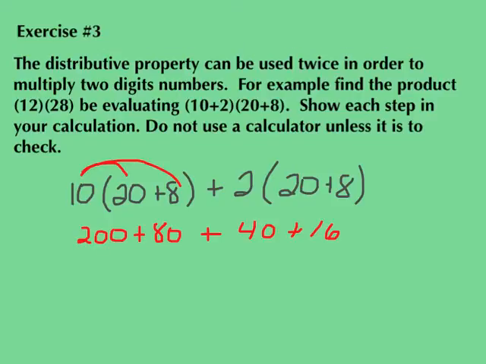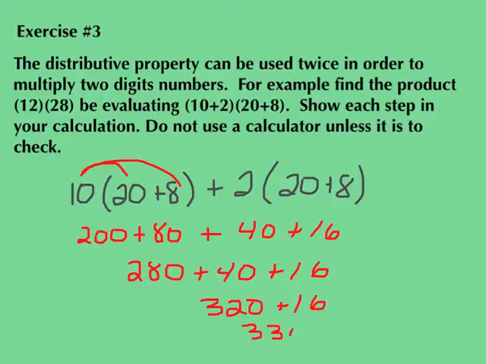Notice my math gets a lot easier when I'm doing this. It's a lot easier than saying 12 times 28. 200 plus 80 is 280. Plus 40 plus 16. I would do now 280 plus 40, which is going to give me 320. Plus 16. And this math is all mental math, nice and easy now. And this is going to give me now 336. 336 is my final answer. It's a little bit more work than maybe just doing 12 times 28, but the mental math is a lot easier for you to accomplish.